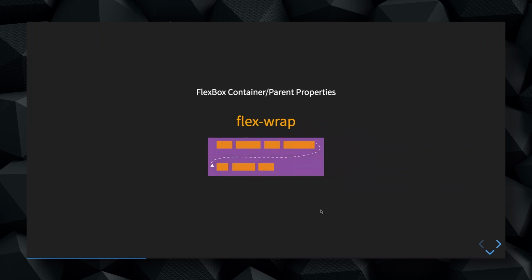Now let's move on to flex wrap. So by default, flexbox is a one-dimensional container, meaning that it works on a single line.